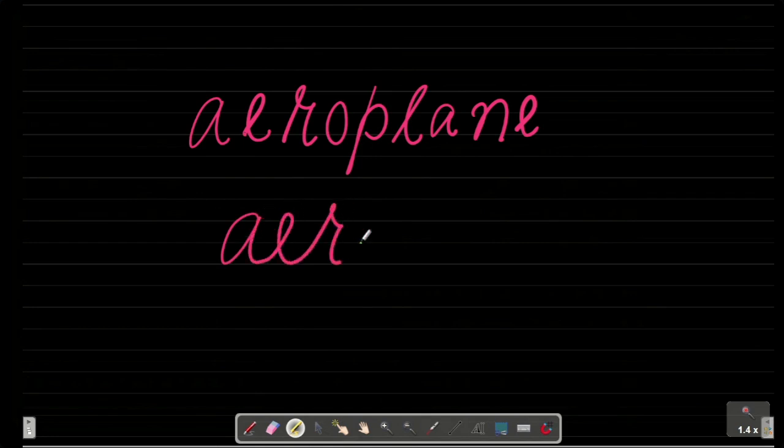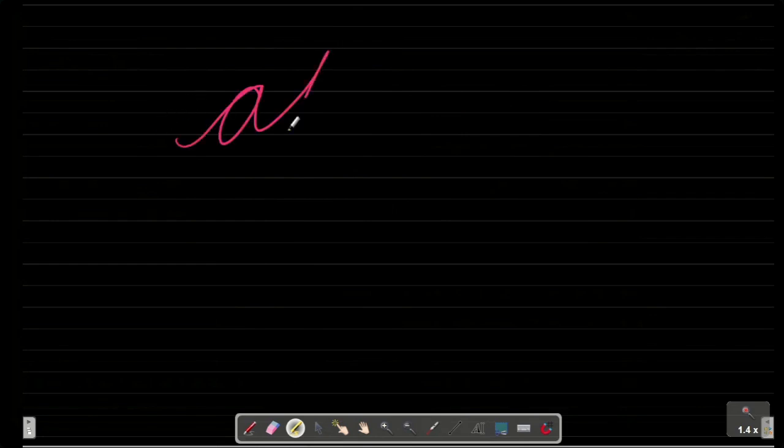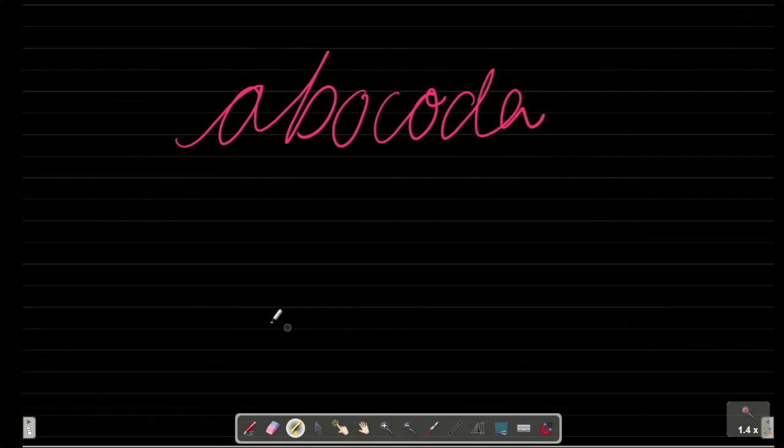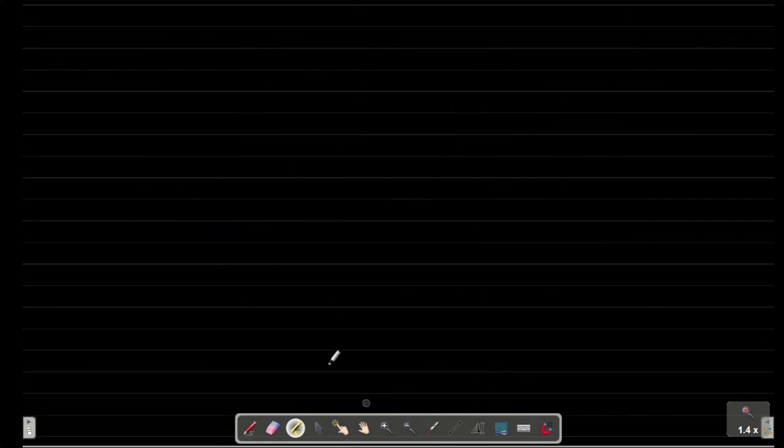If you connect the letters, how to write? A. E. R. O. P. L. A. N. E. Aeroplane, like this. Okay? Avocado. A. B. O. C. O. How to write? A. B. O. C. O. A. Avocado. Right?